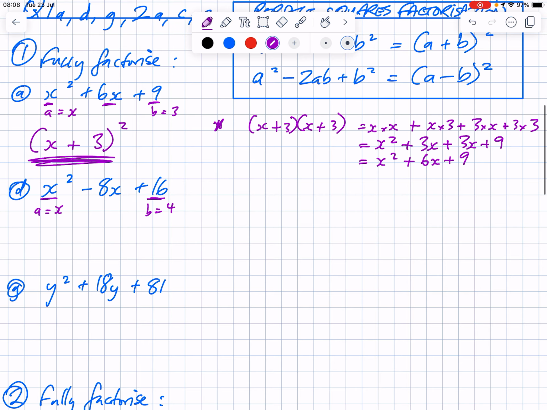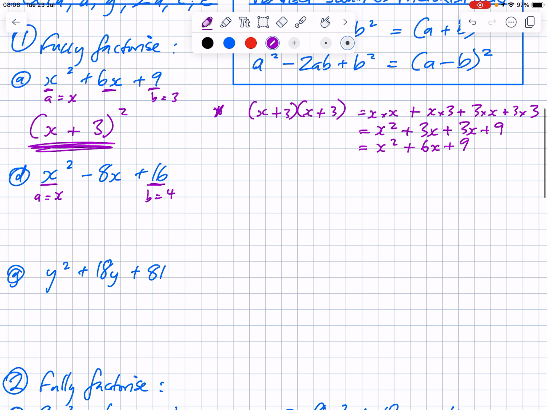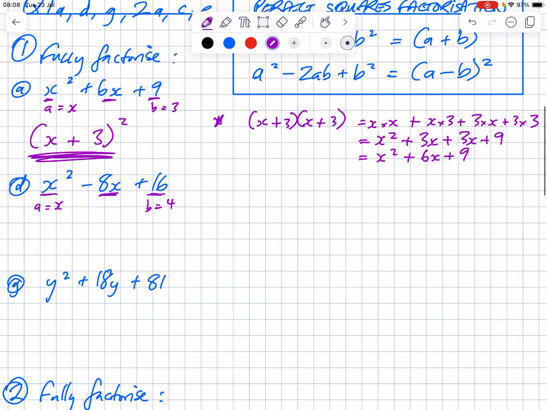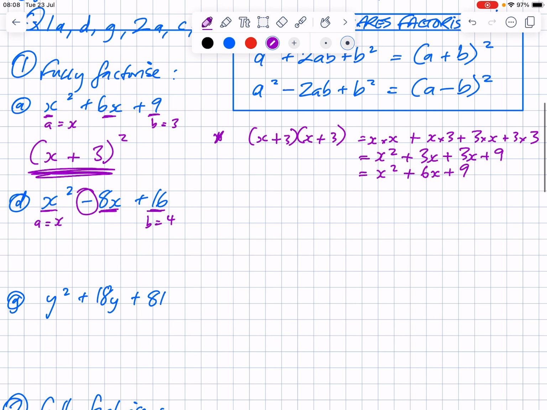Last check. 2 times A times B. What is 2 times A? 2x. 2x times 4, 8x. So this is a perfect square situation, but we have the subtraction there. So it's the second perfect squares factorization rule. So it's going to be x take 4 all squared.